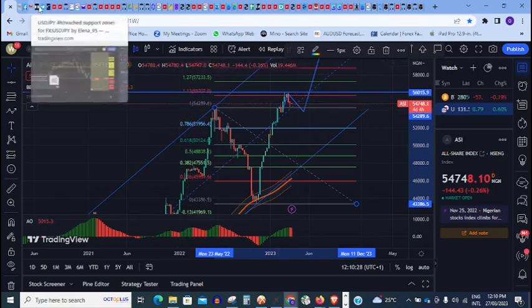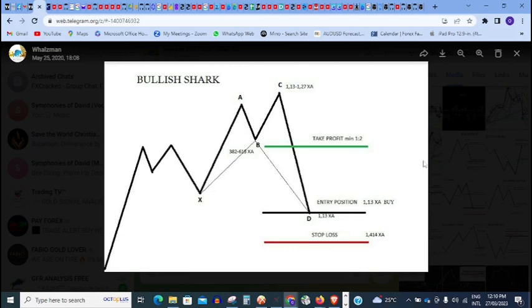Let me check my harmonic patterns. Looking at the harmonic pattern, you can see that if the market finds resistance at the 1.13 level, it is a bullish shark pattern, but we still need price to come down and break this point, which is a structural low. We need the market to take this out for us to know that yes, we are now in the downtrend. We are now having a bullish shark pattern.